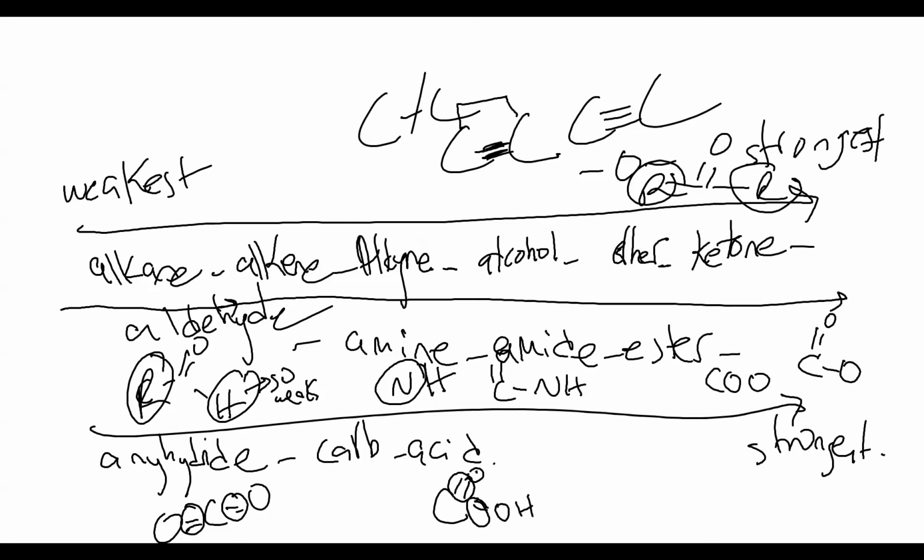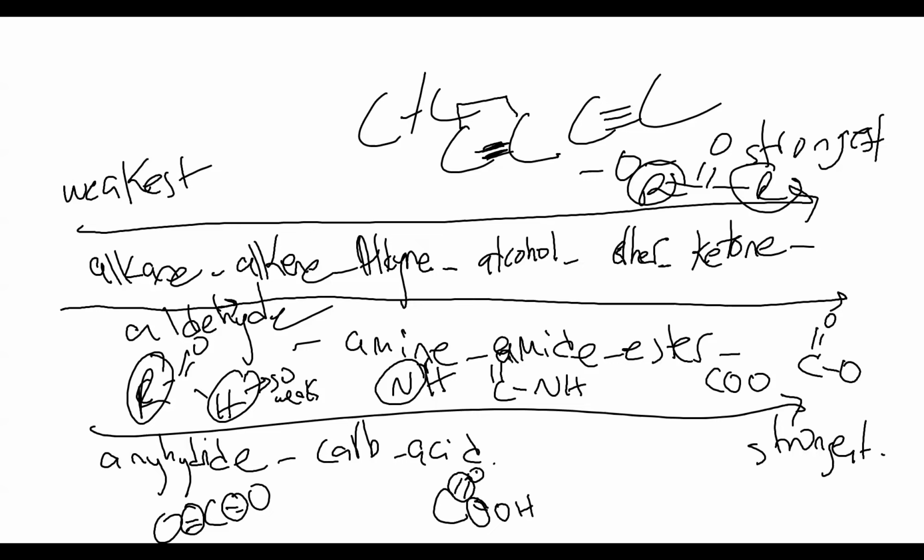So the strongest is this: anhydride, ester, amide, amine, and then aldehyde, ketone, ether, alcohol, alkyne, alkene. Alkane is super weak. Okay. Why is amide stronger than amine? Because it has an oxygen.